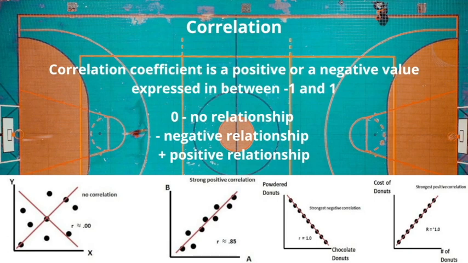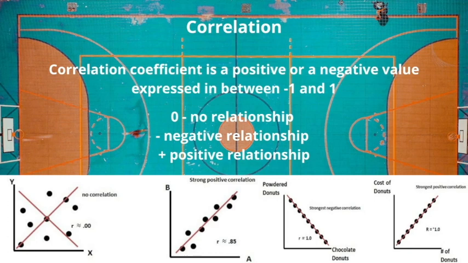So if you look at powdered donuts up one axis and chocolate donuts across the other axis, the more powder that is on the donut, so it goes up towards the top of where it says powdered donuts, the less chocolate is on it. And the more chocolate that's on a donut, the less powder that's on it. So it's a negative relationship. Or, keeping with donuts, cost of donuts and the number of donuts that you get for the cost. It's a strong positive correlation.